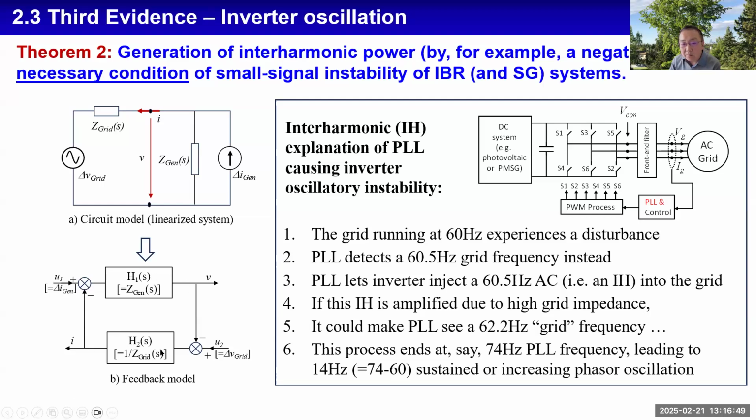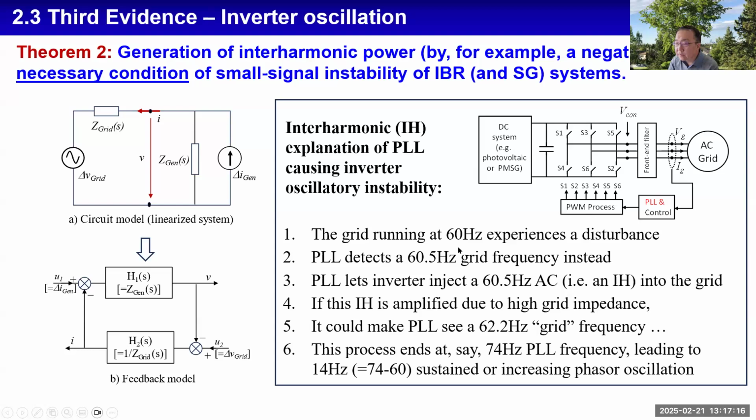Then you generate interharmonic power. That's why interharmonic power is also involved in the inverter-based circuit. So here is an interpretation of this phenomenon. We have on the grid an inverter. The PLL senses the grid frequency, then initiates PWM switching to produce power at this frequency.